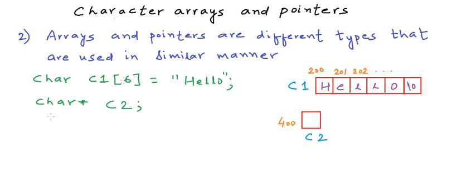Now what we can do is write a statement like this: C2 is equal to C1. Even though C1 is a variable name for a character array, and C2 is a variable which is a pointer to character, this particular expression is valid. Just using the name of the array actually returns the address of the first element in the array. So this statement will fill in the address 200 in C2. So C2 now points to the first element in the array.